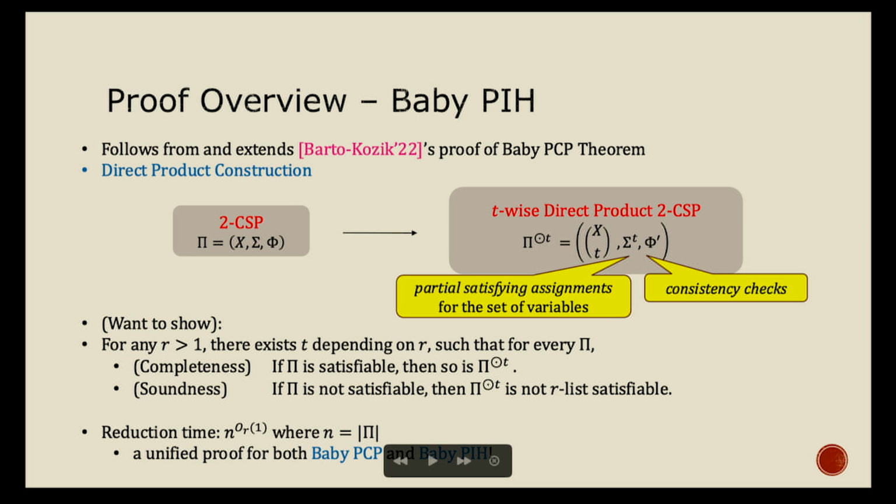Note that here t only depends on r, so t is a constant, and our reduction runs in time n to the power of t, which is n to the O sub r of 1. So this is actually a polynomial time reduction, not FPT time. In other words, we get a unified proof for both Baby PCP and Baby PIH.